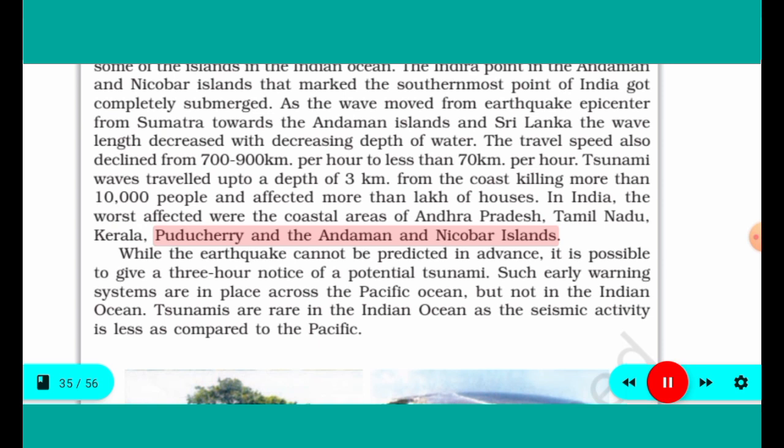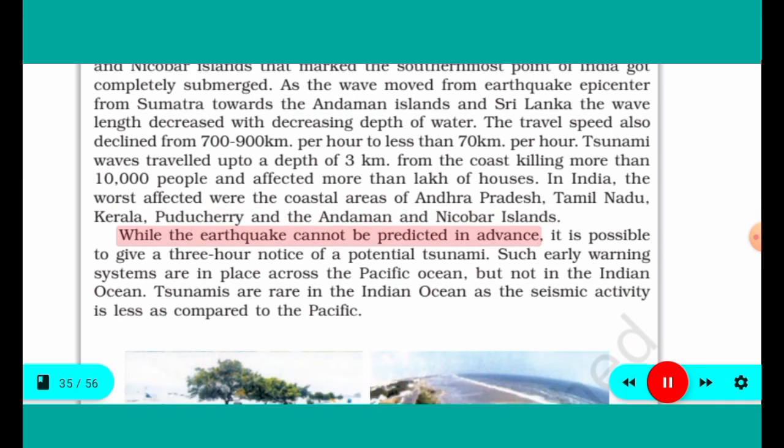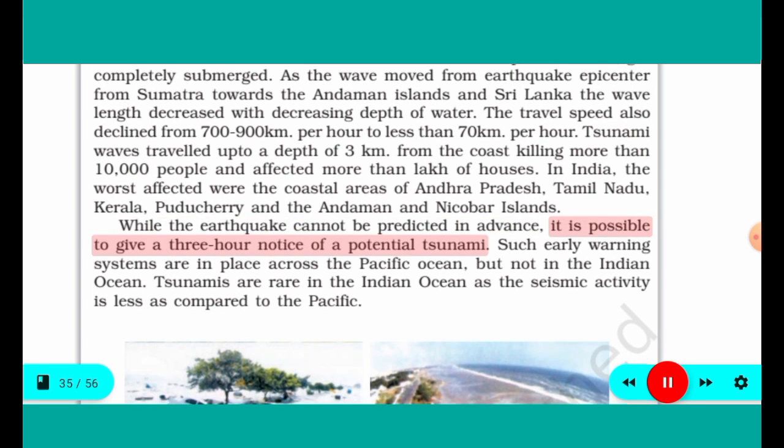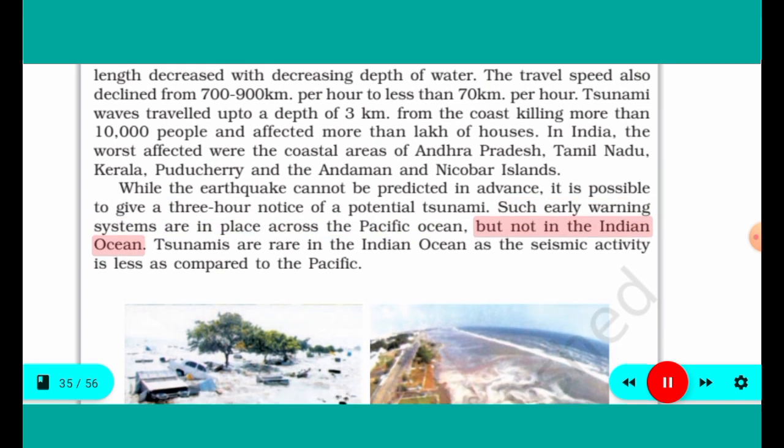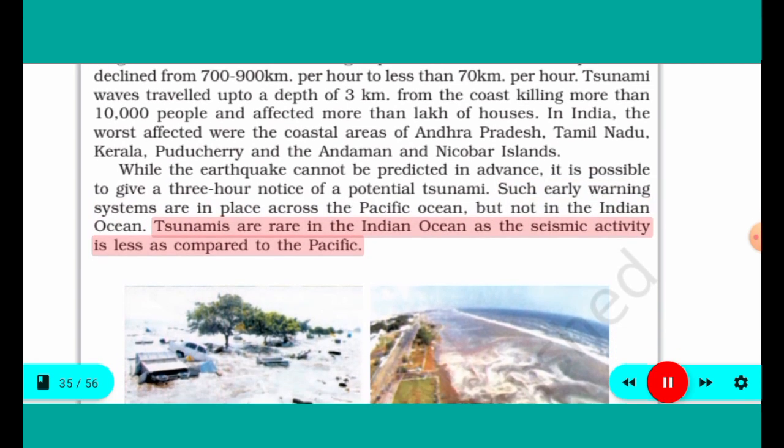Nicobar Islands. While the earthquake cannot be predicted in advance, it is possible to give a 3-hour notice of a potential tsunami. Such early warning systems are in place across the Pacific Ocean, but not in the Indian Ocean. Tsunamis are rare in the Indian Ocean as the seismic activity is less as compared to the Pacific.